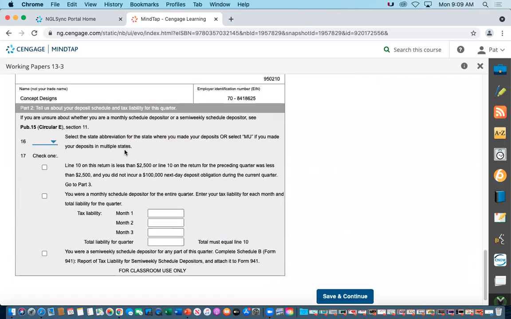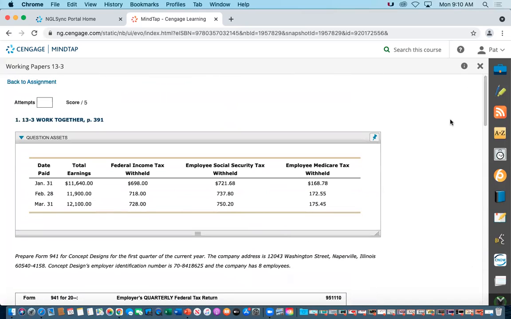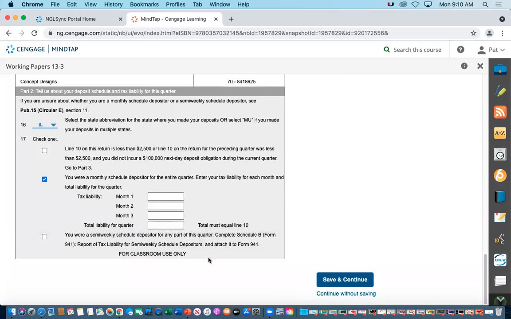Next one down here, we are in Illinois. The return is not less than $2,500. We are on monthly scheduler, so we click monthly scheduler. And then it wants the tax liability. All right, so how do we figure this out? Well, way up here, it wants tax liability for each month, right? Here, here, here, and then we add them up each month, and then we add them all up.